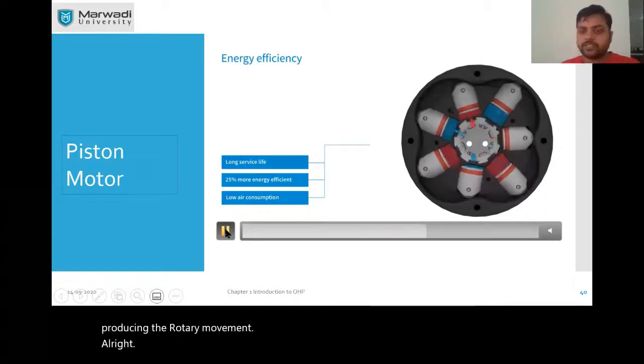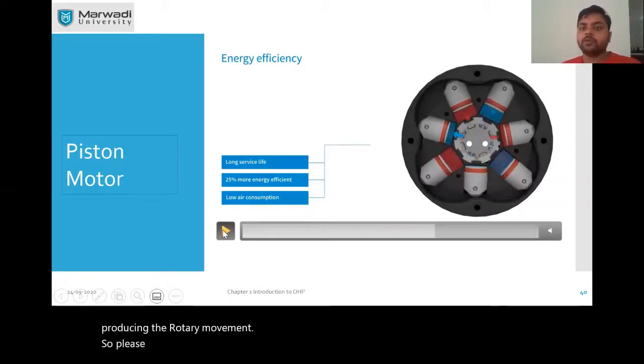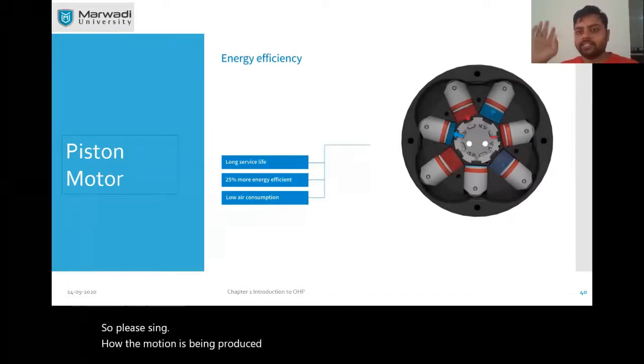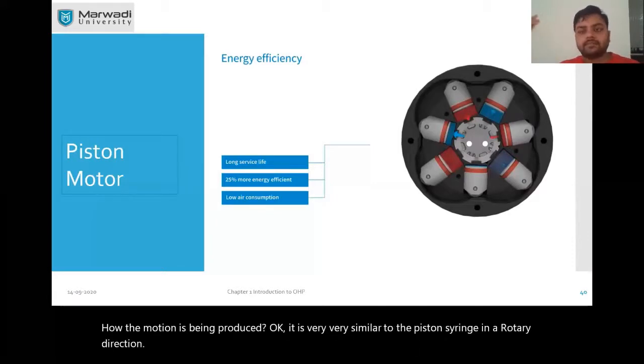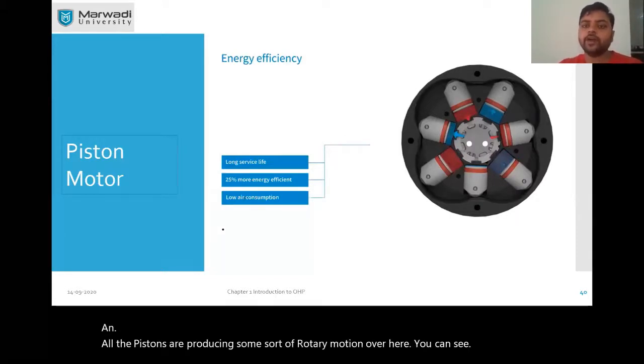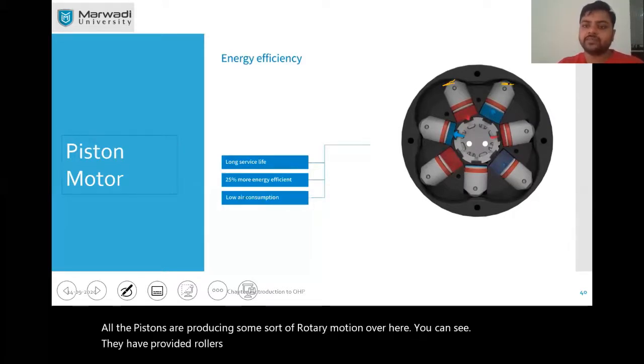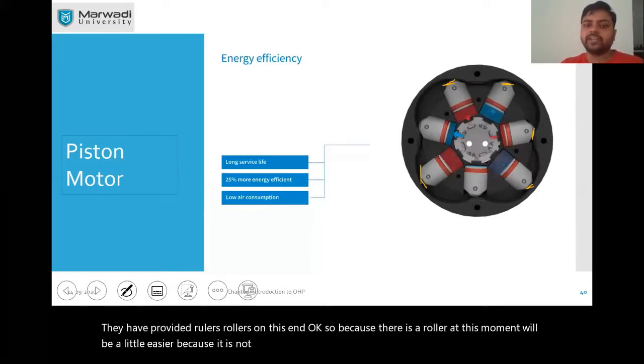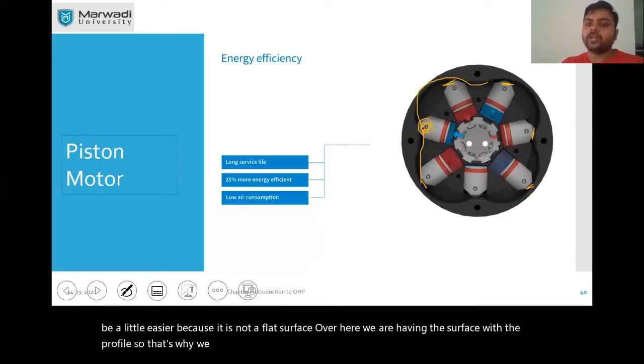So please see how the motion is being produced. It is very similar to pistons arranged in a rotary direction, and all the pistons are producing some sort of rotary motion. Over here you can see they have provided rollers on this end. Because there is a roller, this movement will be a little easier, because it is not a flat surface over here. Here we have a surface with a profile. That's why we have to provide a roller on the upper end so that the cylinders can slide easily along this.